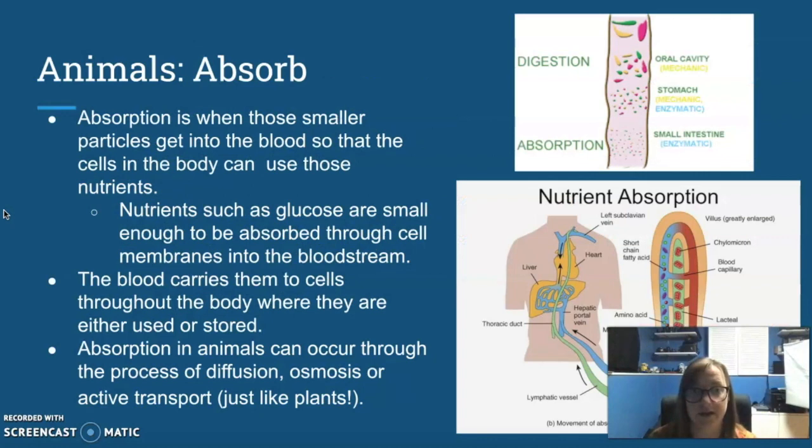Okay, sorry, and the next one is animals absorb. So the absorption occurs when these small particles go into the blood. So we need to get them into the blood somehow, and for that to happen, we're going to absorb them through our small and large intestine, and once it gets into the bloodstream, they exchange through the capillaries.